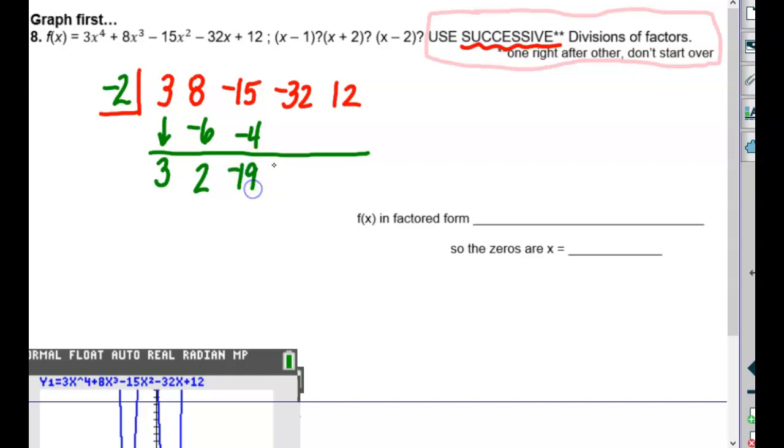Ooh, negative 19, that's a nice number. 38, add is 6, negative 12, ooh, came out 0. Right, this is where you don't go back and start over. You keep dividing. Successive division means you do one after the other. So this is our new polynomial, minus the remainder. This is our new polynomial we're going to divide into.